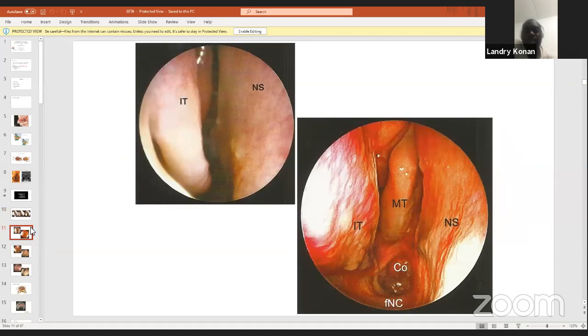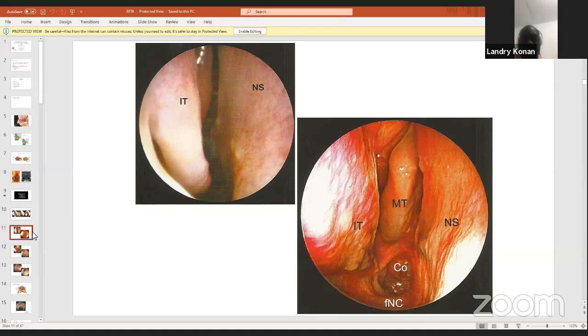Once you introduce your endoscope, you have this view that we see on the left. The view is the nasal septum and the inferior turbinate. This is the right nostril. You have medially the nasal septum and laterally the inferior turbinate. And you move your endoscope along the floor, and you will find the picture on the right. When you go along with your endoscope, you will find the posterior rhinopharynx that you see here on the choana, and then upward, you find the middle turbinate.